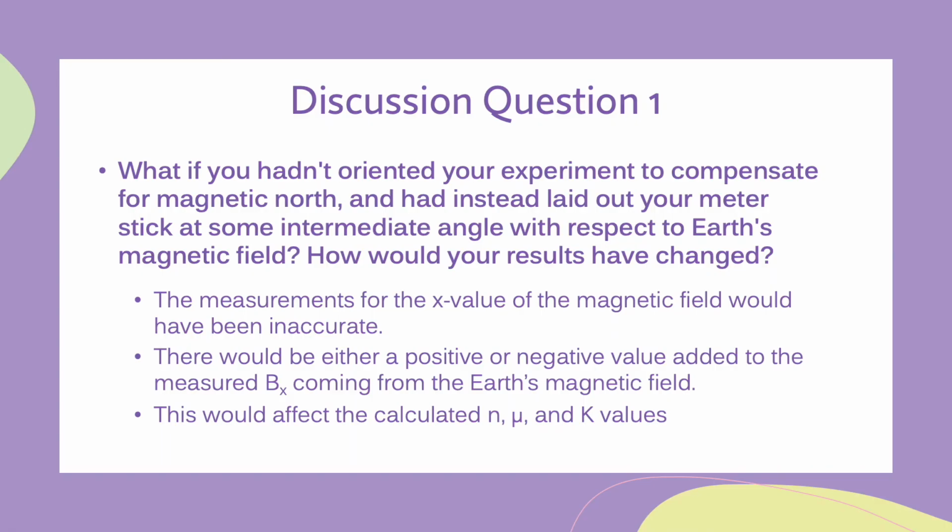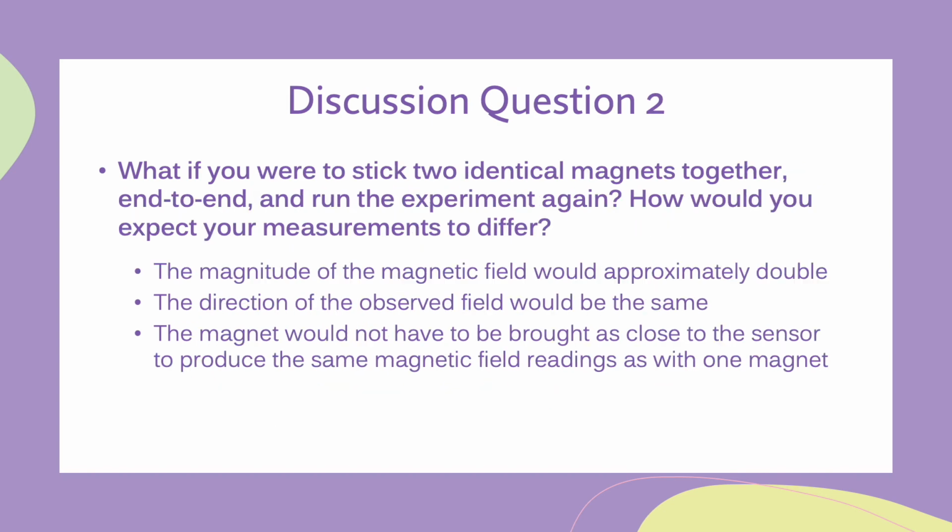Discussion question 1. What if you hadn't oriented your experiment to compensate for magnetic north and had instead laid out your meter stick at some intermediate angle with respect to Earth's magnetic field? How would your results have changed? The measurements for the x value of the magnetic field would have been inaccurate. There would have either been a positive or negative value added to the measured Bx coming from the Earth's magnetic field, and this would have affected the calculated n, mu, and k values.